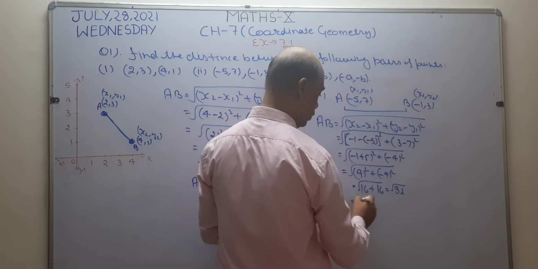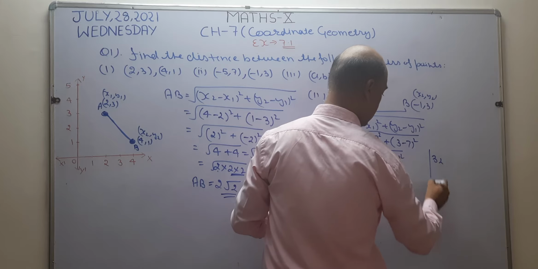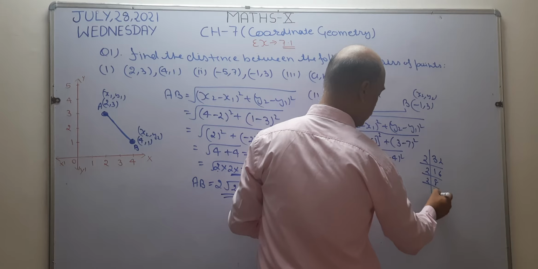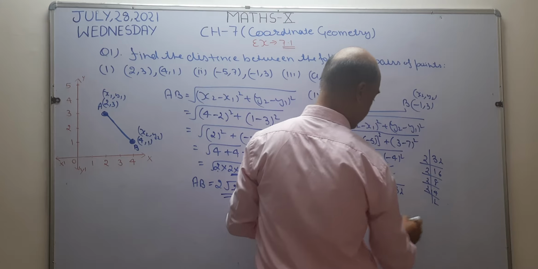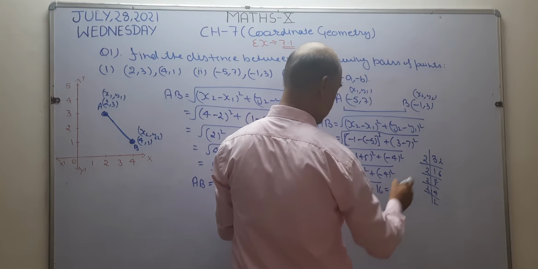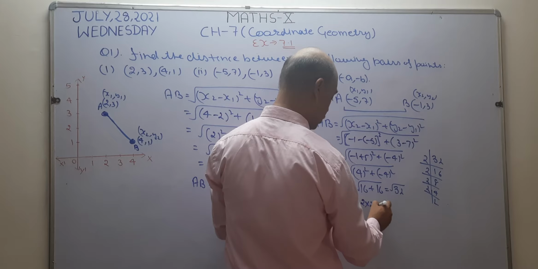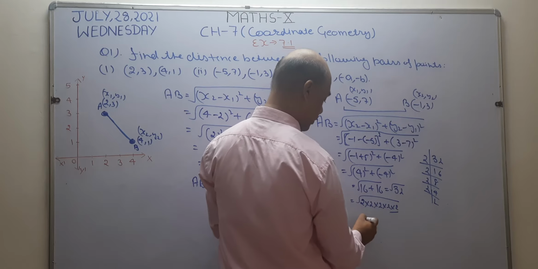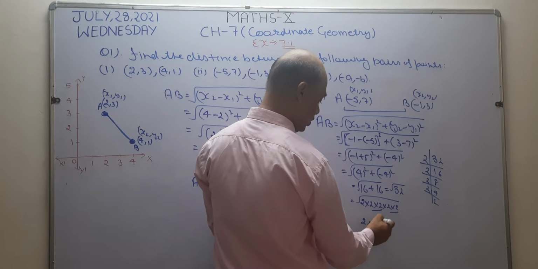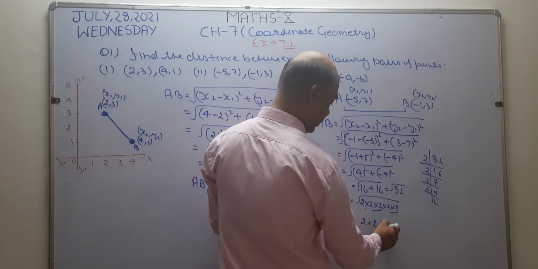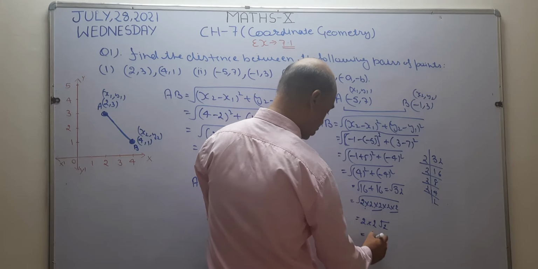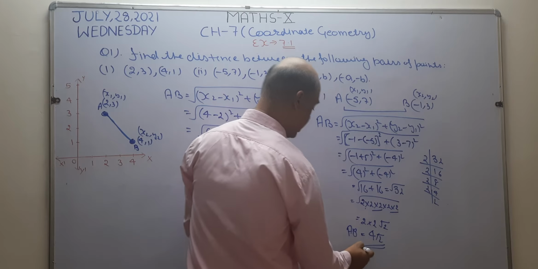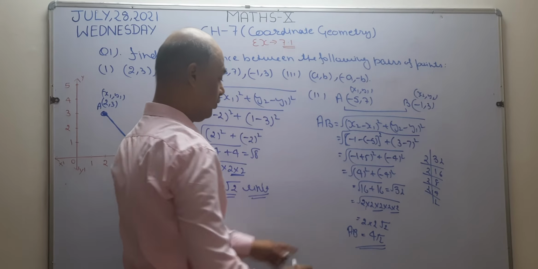Make the factors of 32 like this. 2 1s are 2, 2 6s are 12, 2 8s are 16, 2 4s are 8, and 2 2s are 4. 1, 2, 3, 4, 5. So this can be written as 2 five times. Now make the pair. This pair is completed, 2 comes out. Pair of this 2 is completed, comes out. This is not completed, so it remains inside the root. So this becomes 4 root 2. So the distance of the second pair is 4 root 2.